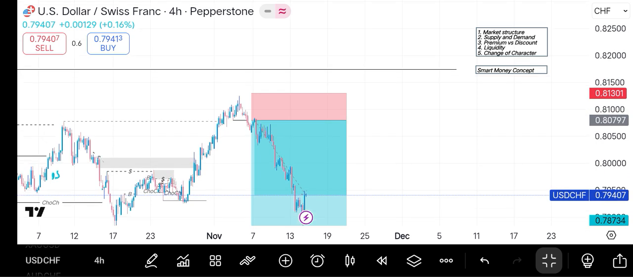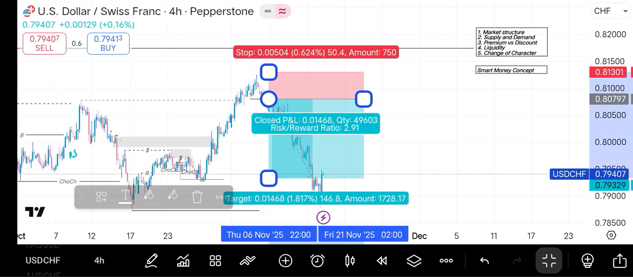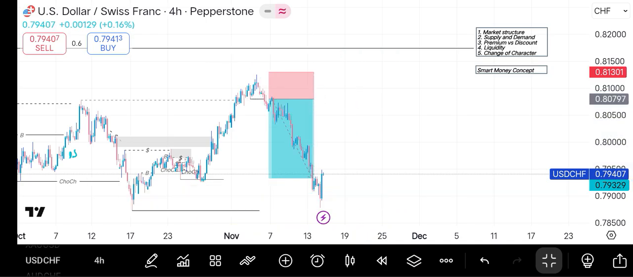Maybe targeting that low, it could be in beautiful profit, right? Or just target this low. It could be in good profit and a good entry.